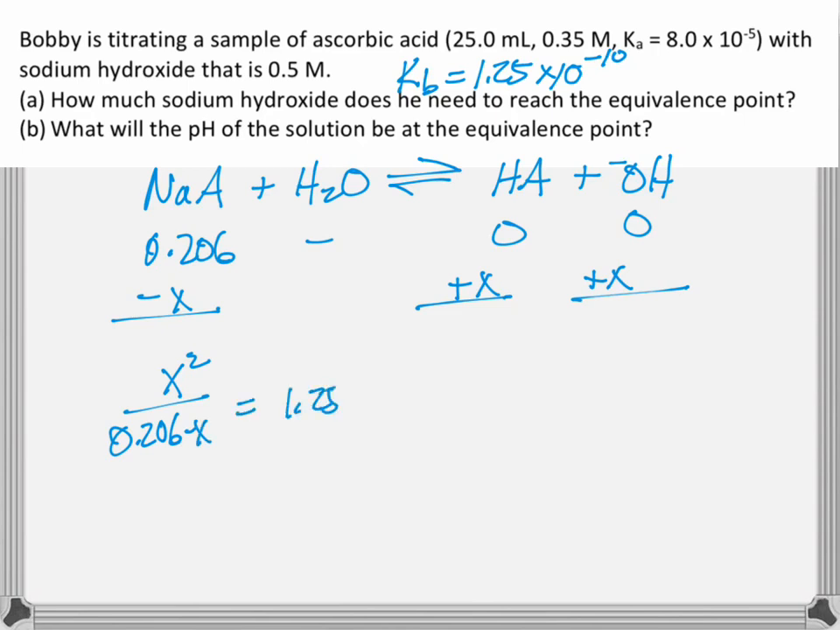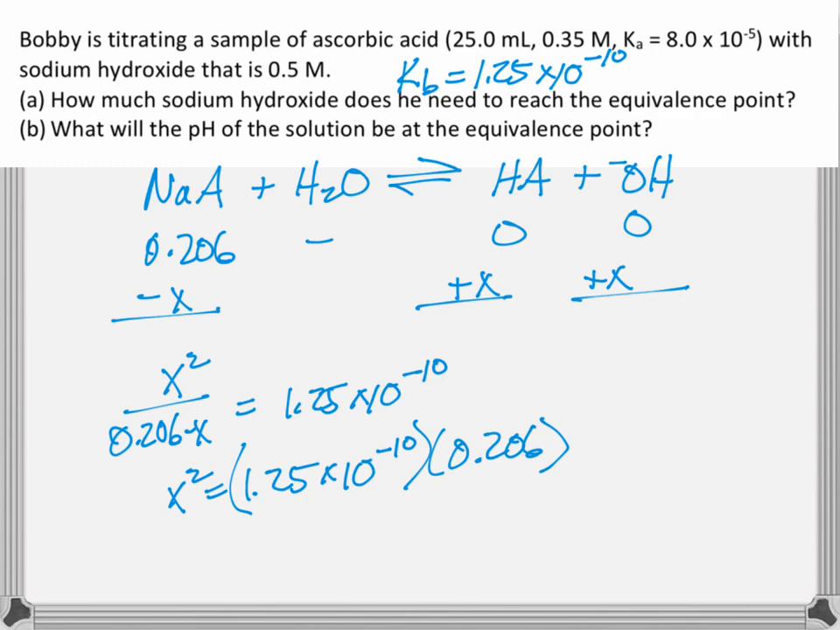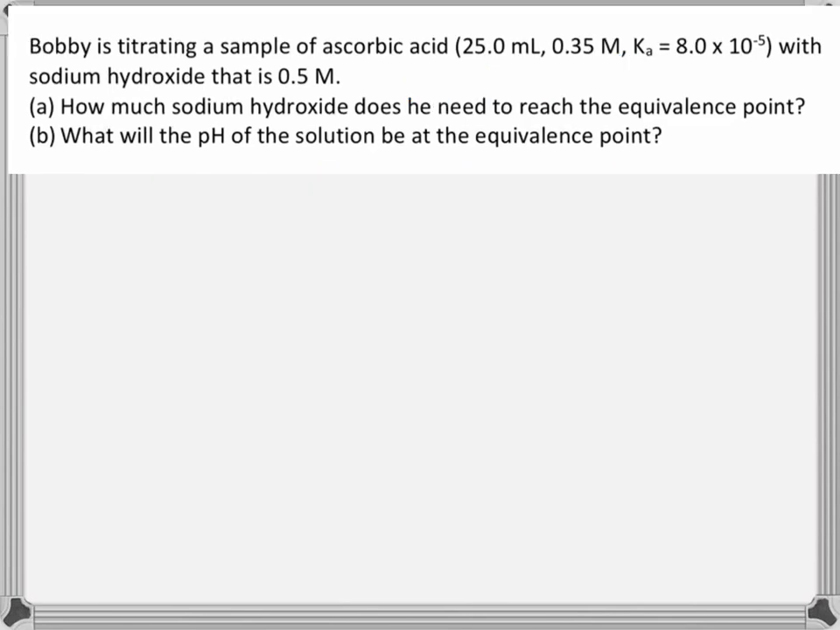So we have our equilibrium expression, x squared over 0.206 minus x equals 1.25 times 10 to the minus 10. We're going to assume that the minus x in the denominator is small. That's a good bet when the Kb is such a small number, 10 to the minus 10. So I rearrange my equation and solve for x, and that gives us 5 times 10 to the minus 6.